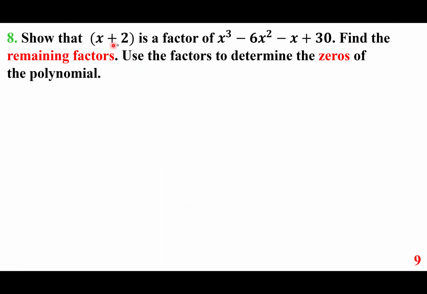Show that x plus 2 is a factor of x cubed minus 6x squared minus x plus 30. After that, find the remaining factors. Then use the factors to determine the zeros of the polynomial. So first and foremost, if you want to show this is a factor, one easy way is to use the factor theorem. So you have to plug in negative 2. If this is divisible by this, that means f of negative 2 must be 0. We're going to call this f of x.